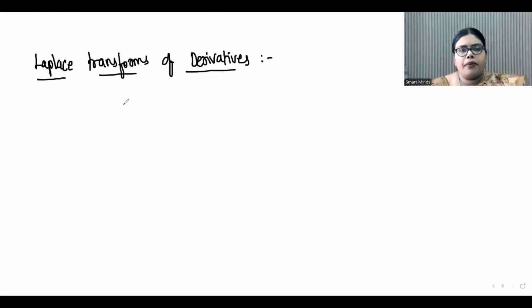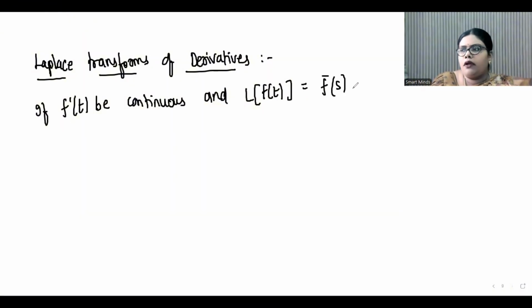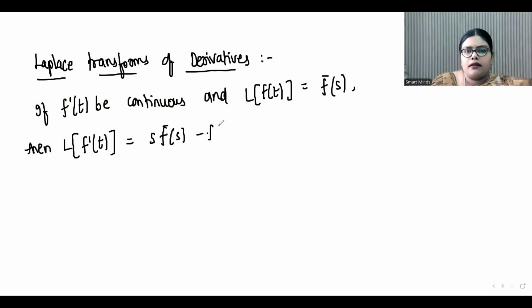Take the next topic, Laplace transforms of derivatives. So what is Laplace transforms of derivatives? If f dash of t be continuous and L of f of t is equal to f bar of s, then L of f dash of t is equal to s f bar of s minus f of 0.